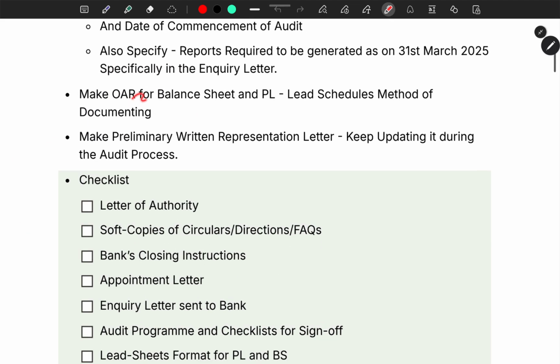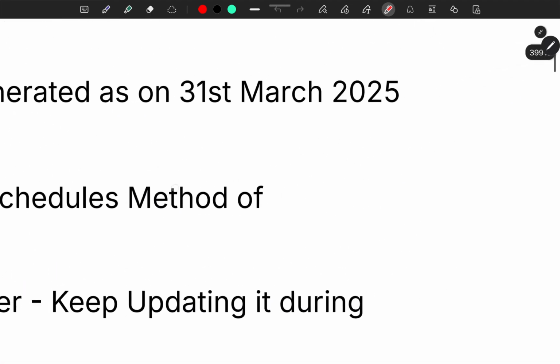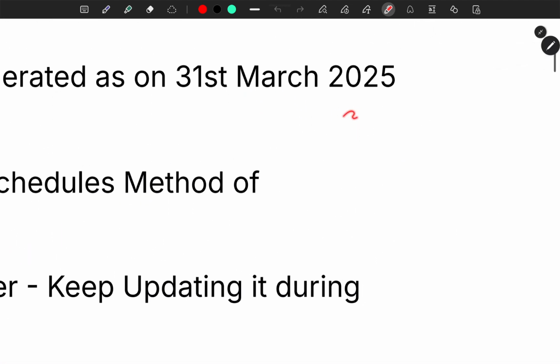Now the next thing is to make an OAR for the balance sheet and profit and loss. What is this method? What is an OAR? The OAR is an overall analytical review. What does it mean? I should spend more time telling you about it.